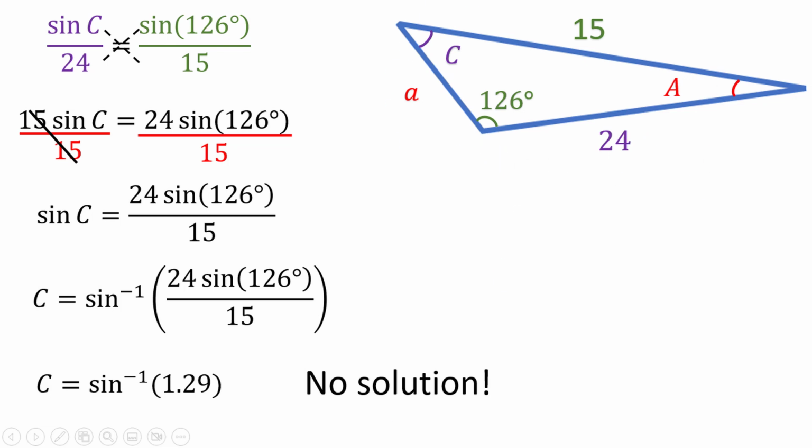Now, you could have noticed this from the get-go. 126 degrees will be the largest angle of this triangle, because an obtuse angle in a triangle will always be the largest angle. Larger angles must open to larger sides, and in this case, the largest angle of 126 degrees does not open to the largest side. 24 is larger than 15, so we already should have known from the get-go that this was not possible.